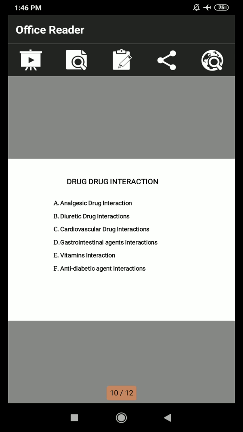Then the third combination is aspirin and urine alkalinizer. The mechanism of interaction is changing the pH of urine towards the alkaline, which inhibits the reabsorption of aspirin at the renal tubules. Then the clinical significance is that aspirin serum concentration is reduced. The physician should not prescribe both these drugs at a time.